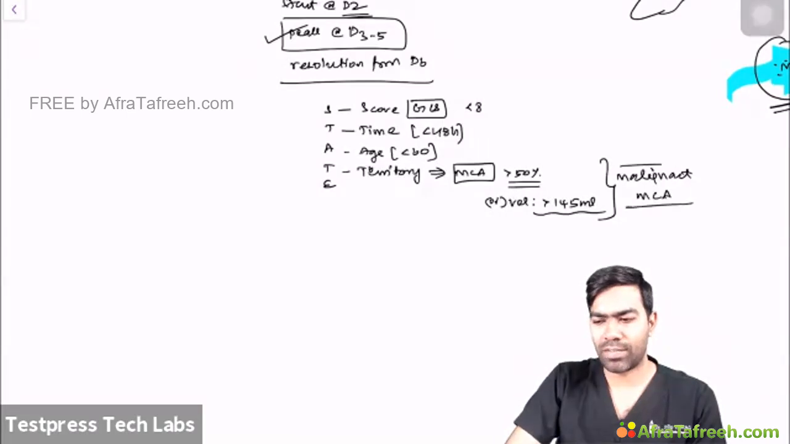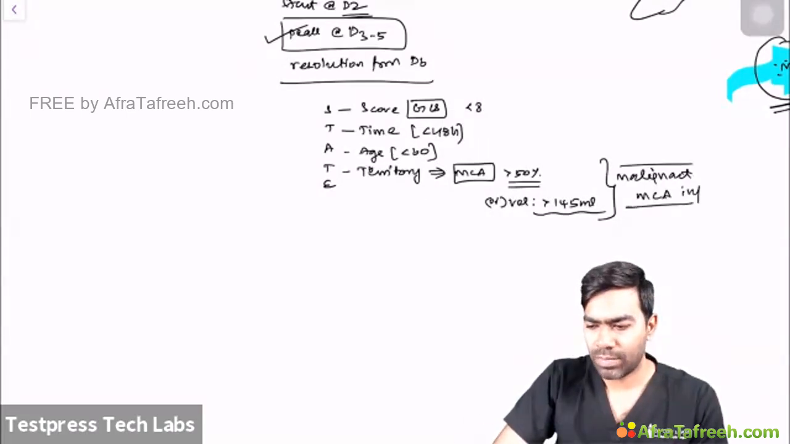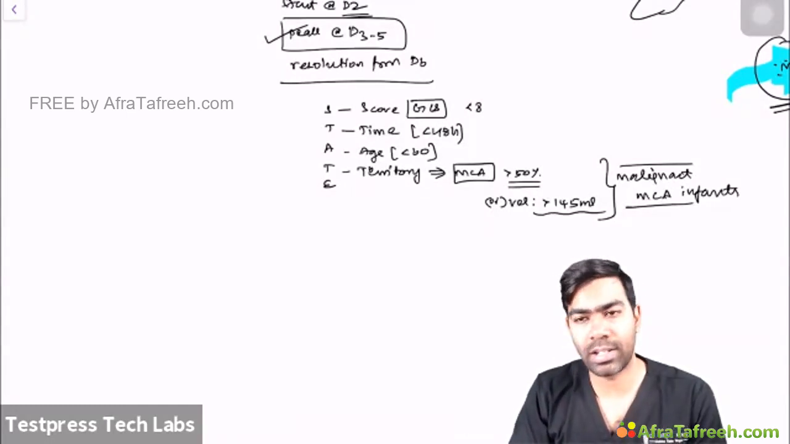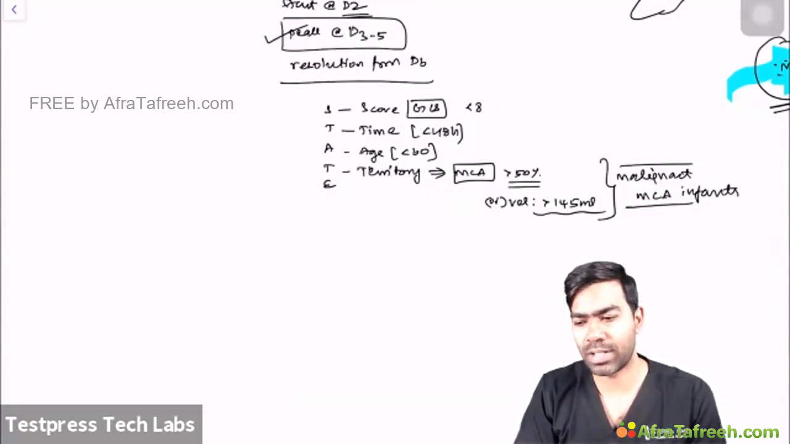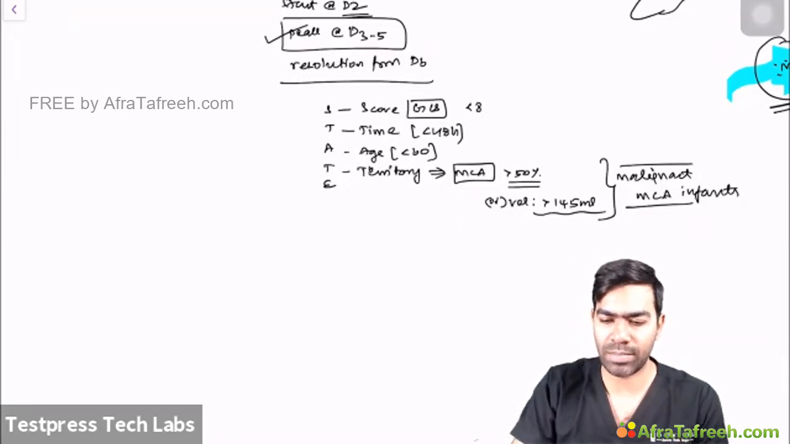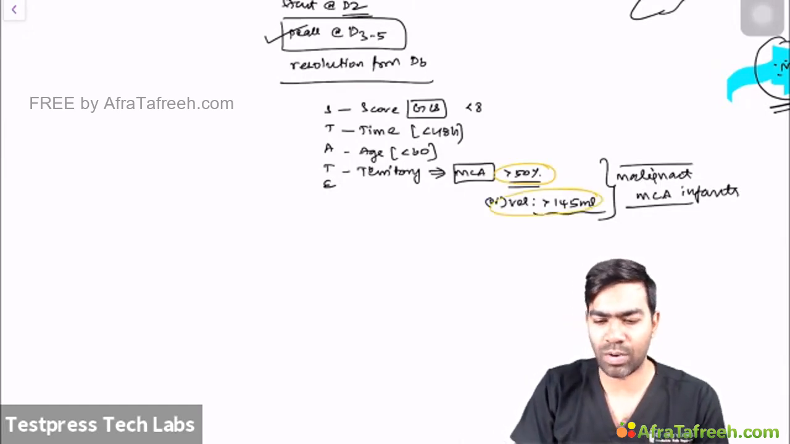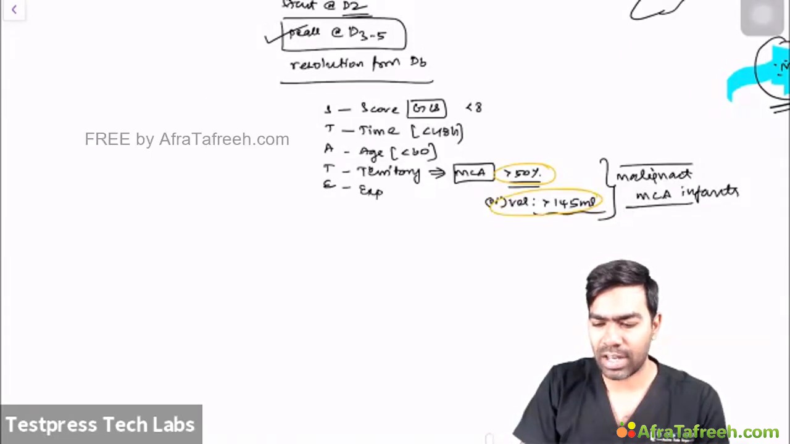Malignant MCA territory infarcts, which means for sure they will get a cerebral edema. And in fact, it will be clinically problematic and they're going to produce a huge cerebral edema so that the patient can die of cerebral edema. That's why these are called malignant. So what is the definition of malignant MCA infarct? More than 50% of the MCA territory or volume more than 145 ml is the definition of a malignant MCA territory infarct. Next, life expectancy.